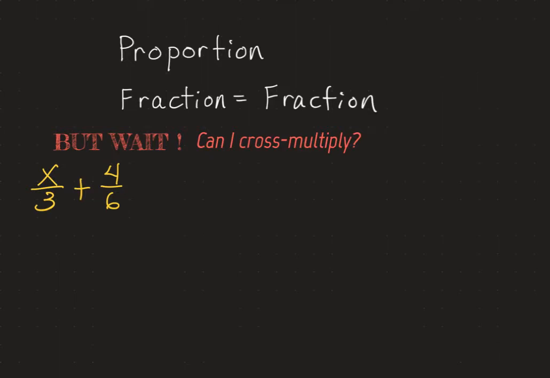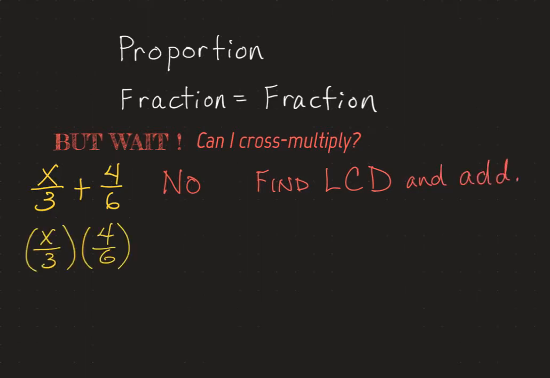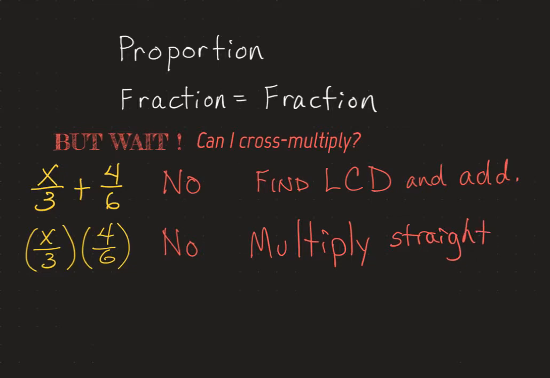Have an answer? The answer is no, you should not cross multiply here. You should find the LCD, or the least common denominator, and add. Would you cross multiply to evaluate x over 3 times 4 over 6? No. You would multiply straight across. No LCD needed. Multiply straight across.